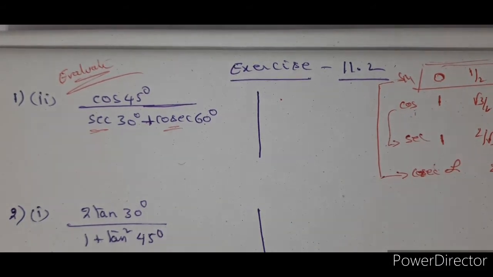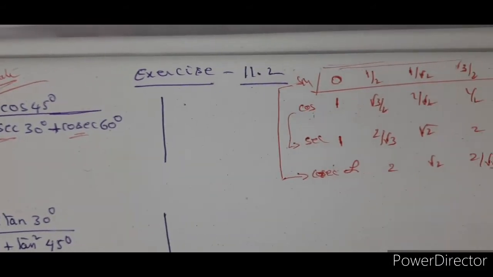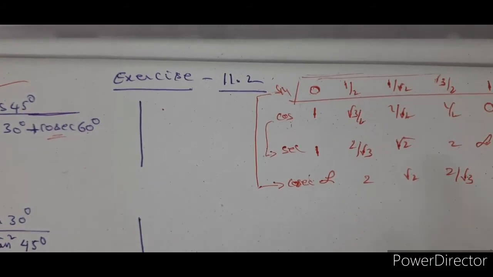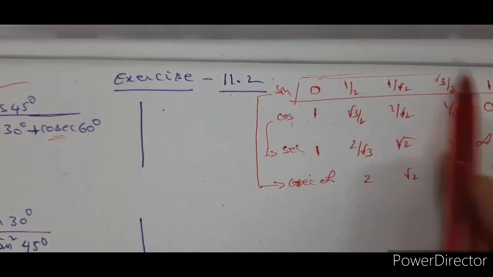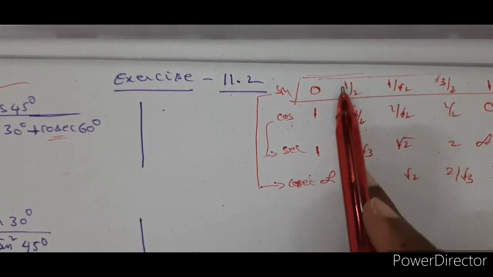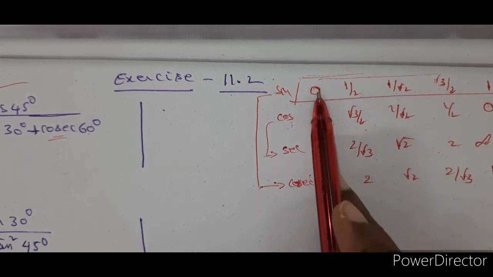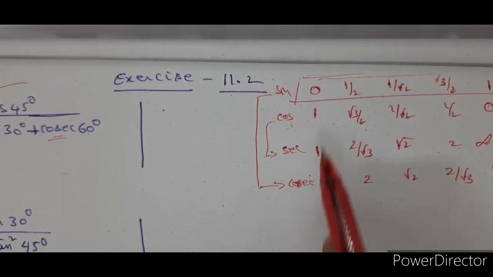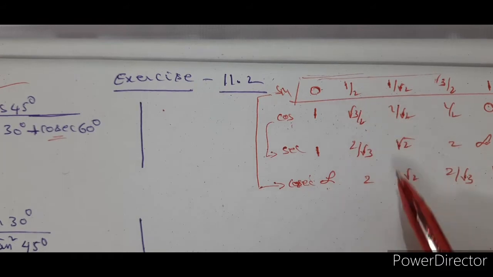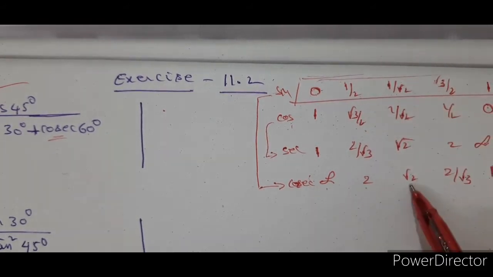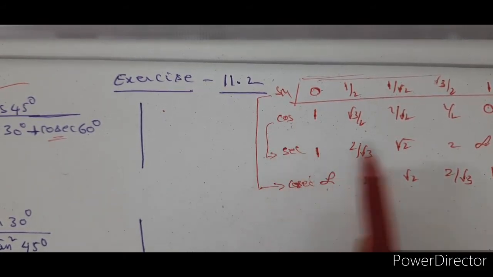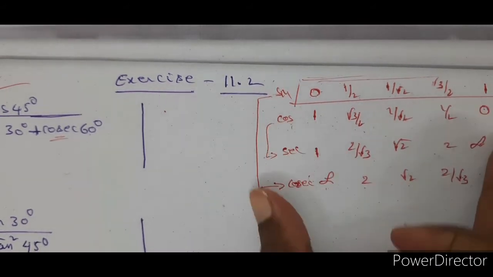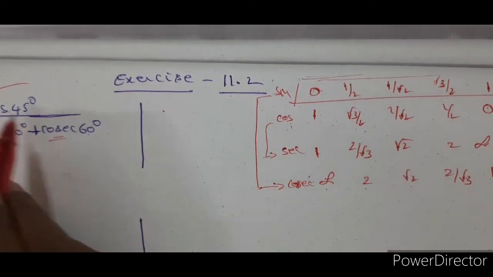So easy. Just with these 5 values you are able to do it: 0, 1 by 2, 1 by root 2, root 3 by 2, 1. For cos, you write it in reverse order: 1, root 3 by 2, 1 by root 2, 1 by 2, 0. Then 1 by sine is cosecant: 1 by 0 is infinity, 1 by 2 reciprocal is 2, 1 by root 2 reciprocal is root 2, root 3 by 2 reciprocal is 2 by root 3, 1 by 1 is 1. The reciprocal of cos is secant. Everywhere let us follow this. Now let us substitute.